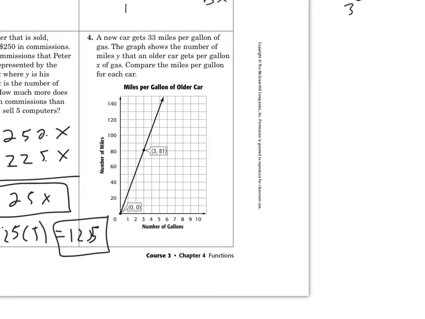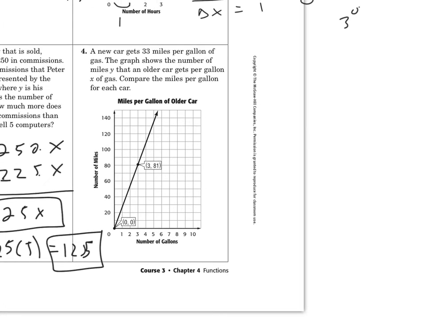Number 4, a new car gets 33 miles per gallon of gas. The graph shows the number of miles, y, that an older car gets per gallon of gas. Compare the miles per gallon for each car. So a new car gets 33, so y equals 33 per gallon. Let's make that x, just for the sake of argument. And then the graph shows the number of miles that an older car gets.